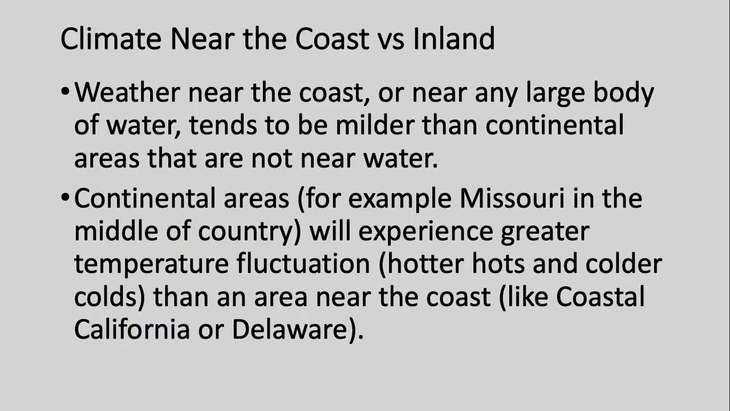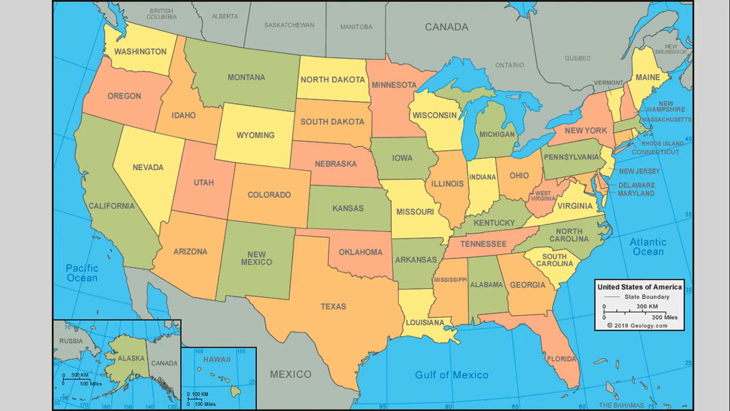Climate near the coast versus inland. Weather near the coast or near any large body of water tends to be milder than continental areas that are not near water. Continental areas, for example, Missouri in the middle of the United States, will experience greater temperature fluctuation, hotter hots and colder colds, than an area near the coast like coastal California or Delaware. We talked about that in the oceans unit. So areas in the middle of the country are going to be colder during the winter and hotter during the summer. But if you're near the ocean or you're near the Great Lakes, you're going to have a milder climate.